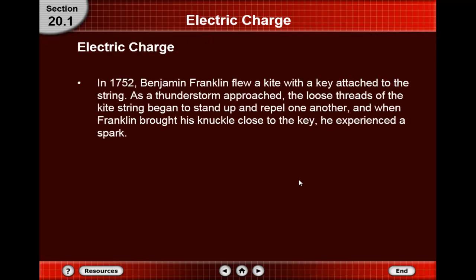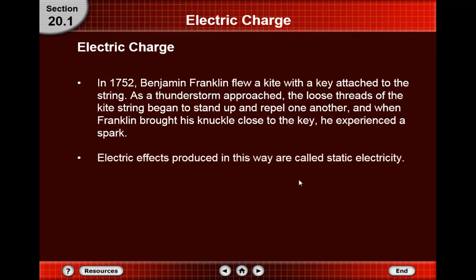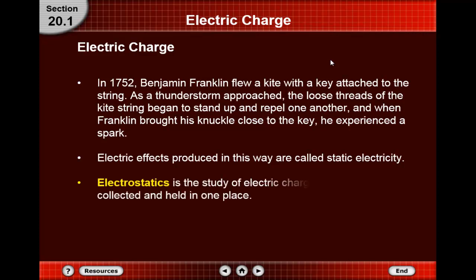Okay, how was the electric charge discovered? In 1752, Franklin flew a kite with a string. As the thunderstorm approached, the loose threads of the kite string began to stand up and repel one another. And when Franklin brought his knuckle close to the key, he experienced a spark. Electric effects produced in this way are called static electricity. So when I feel a small spark, we call this static electricity.